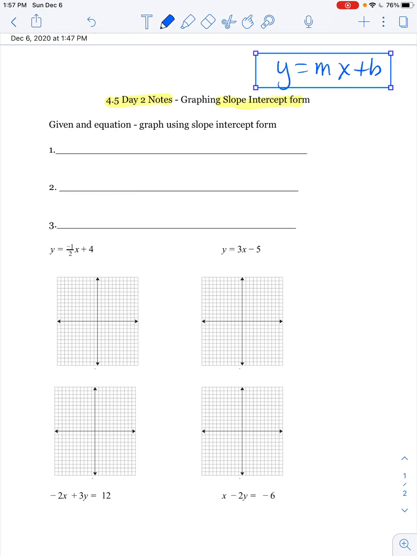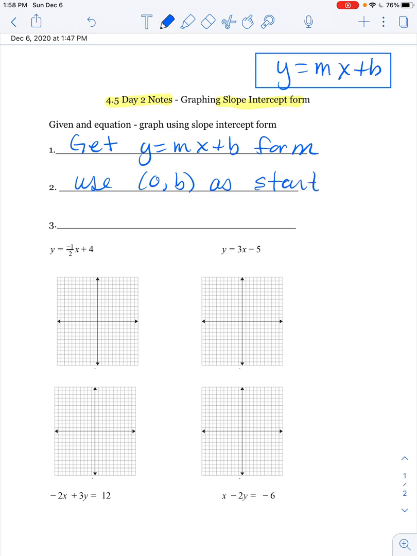So the first thing I'm doing is I'm going to get the y equals mx plus b form. And we practiced that yesterday. So once I have that, I'm going to go back to what we did 2 days ago. I'm going to use that 0, b, the y-intercept, as my start point. So 2 days ago, you would get a point to start with. Now that start point is just your b value.